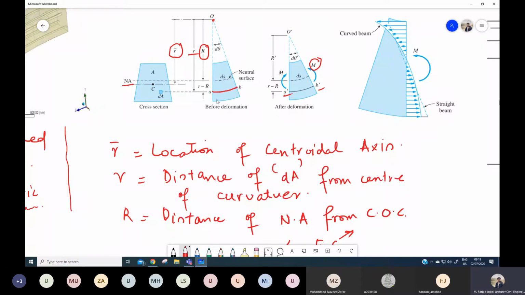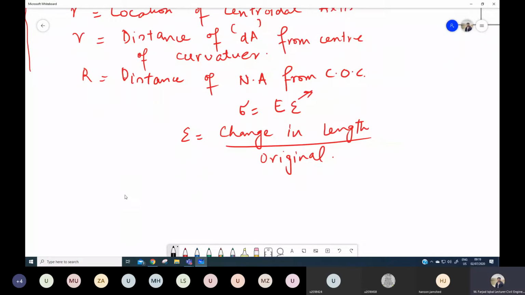So now from this figure, can anyone tell me what is this length AB? L is equal to r theta. R into d theta, yes. So this length AB, the original length, is R d theta. So I can write over here that the original length AB is equal to R d theta.